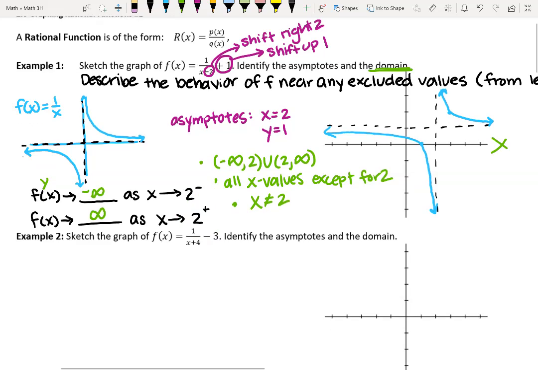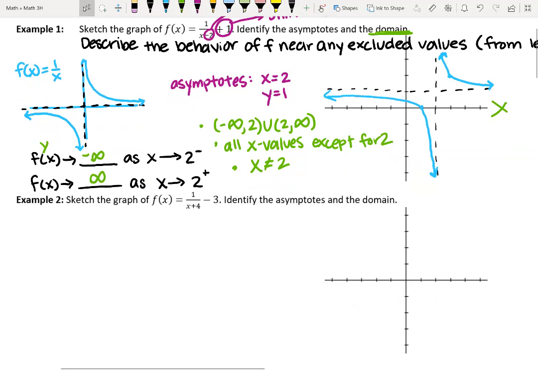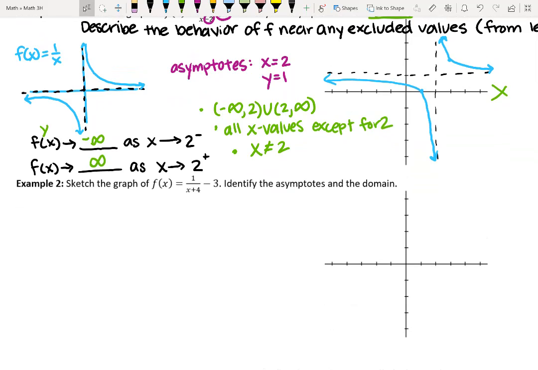Okay, so let's take a look at pretty much the same thing. Let's try it again. If you guys want to just push pause and see if you get it, and then we'll check and see what you get. In this case, I'm going to do a shift. It looks like we shifted to the right by 4. Excuse me, to the left by 4. Plus 4, so left. And then the minus 3 here, this one is going to shift our whole graph down 3.